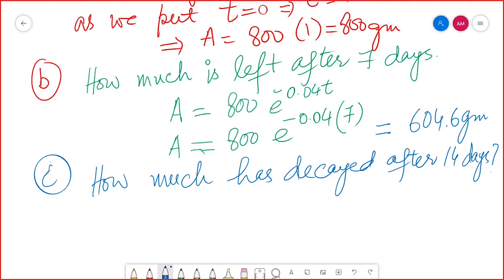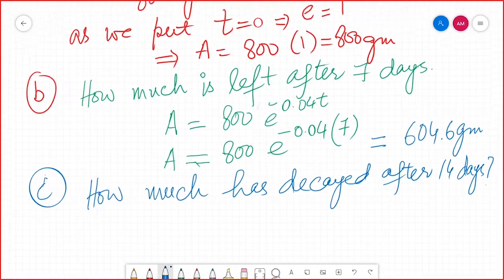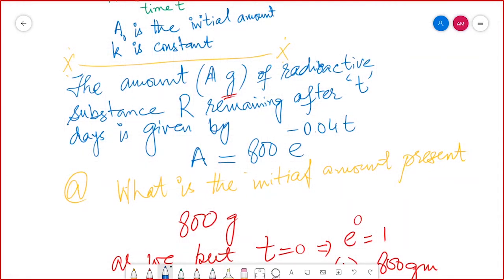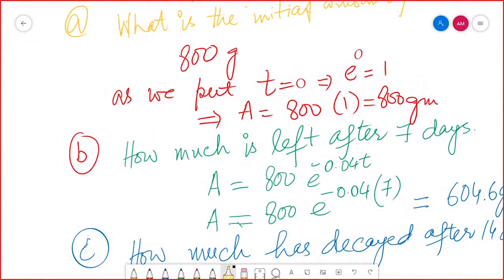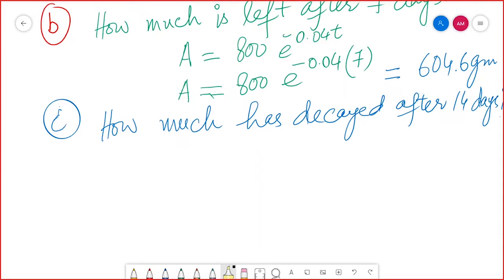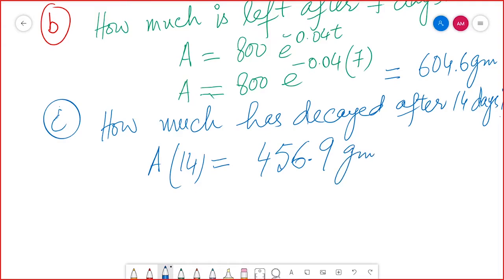Yeah, sure. And one thing you should be very careful about, just to point out: once you read the question, be very careful about what the units of T are. For example, here it was clearly said that T is given in days. If the time is given in hours, you will have to convert it into days. So that's good. What you have said now is A14 is equal to, once you put that in, 456.9 gram. What is this? How much is left? How much of the radioactive amount is left?